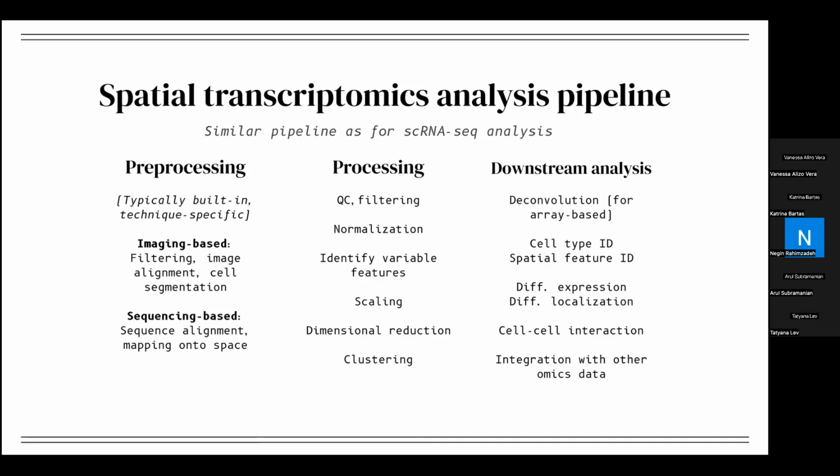You can also, with spatial data, identify different spatial features and spatial neighborhoods. And you can do differential expression analysis, similar to single-cell RNA sequencing. You can also do differential localization analysis. Like, how does one spatial region differ in its transcriptome from another spatial region? You can also do cell-cell interaction. And then finally, you can integrate all of this spatial transcriptomics data with other omics data. So you could integrate this with single-cell RNA sequencing data or ATAC-seq data or proteomics data.